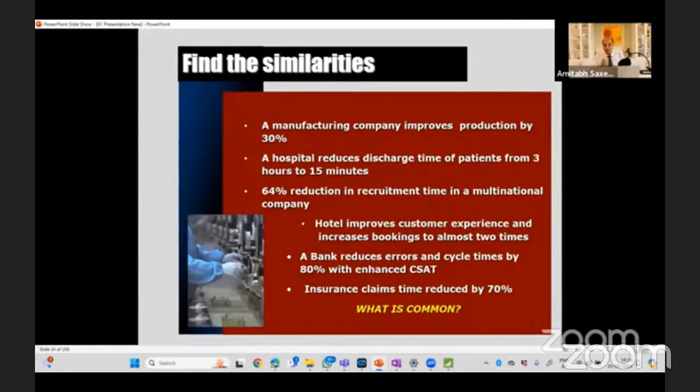A manufacturing company improves production by 30%. A hospital reduces discharge time of patients from 3 hours to 15 minutes. 64% reduction in recruitment cycle time in multinational companies. And a hotel improves customer experience and increases bookings to almost 2 times. And a bank reduces errors and cycle times by 80% with enhanced customer satisfaction index, and insurance claims time reduced by 70%. So can you write in the chat box, what are the common things?